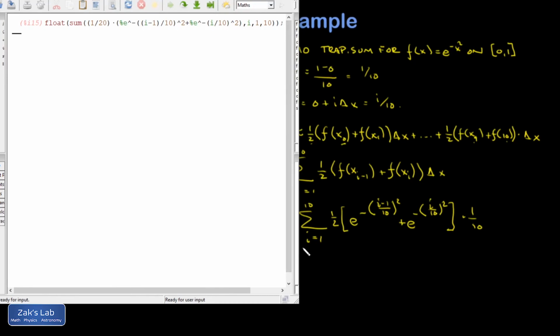Okay, we're here in Maxima, and I'm using the sum command to add everything up. And I put a 1/20 out in front because that's the combination of the 1/10 and the 1/2. And there I have %e, that's the special symbol for e, to the negative quantity i minus 1 over 10 all squared. That looks good, plus %e to the negative i over 10 all squared as i goes from 1 to 10. So I'm going to hit Shift Enter on that, and I get an approximation of 0.7462 and a bunch of additional decimal points. I'm just going to round to the thousandths place and say it's 0.746.